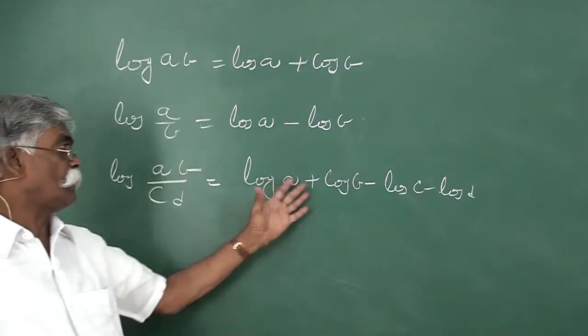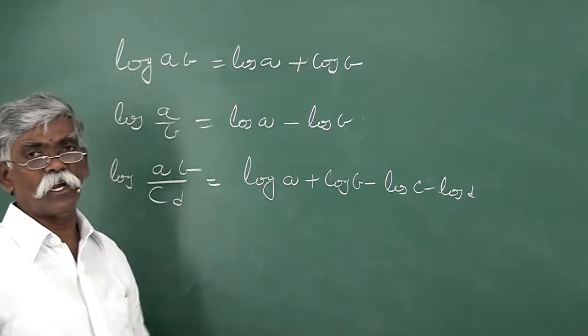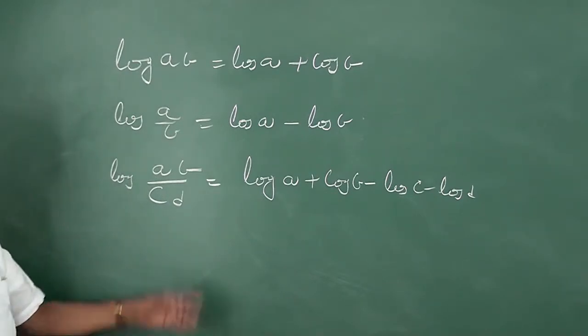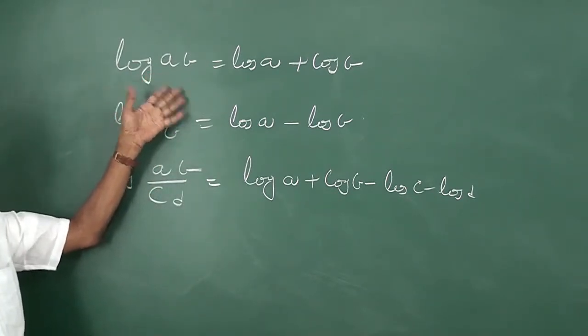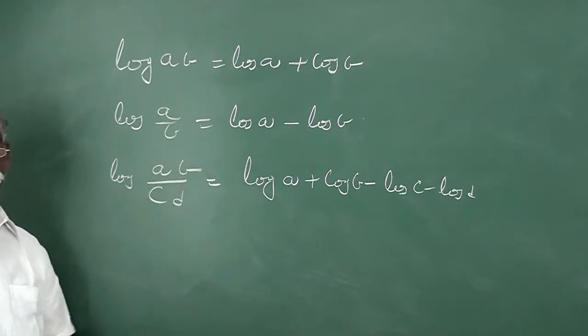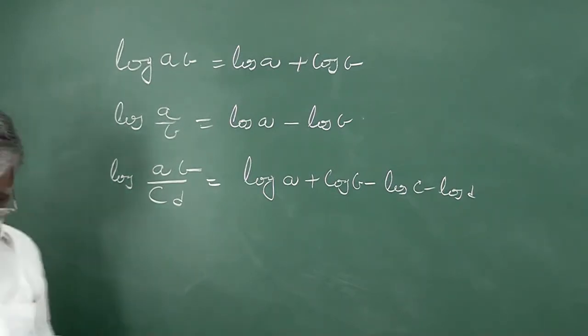Log of AB is nothing but log A plus log B. Minus of log of CD means minus log C minus log D. So in ordinary calculations, we can use all these things as formulae. Log AB is log A plus log B. Log A by B is log A minus log B, and log AB by CD is equal to log A plus log B minus log C minus log D.